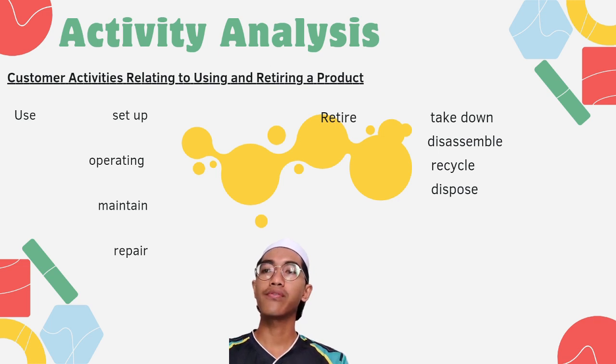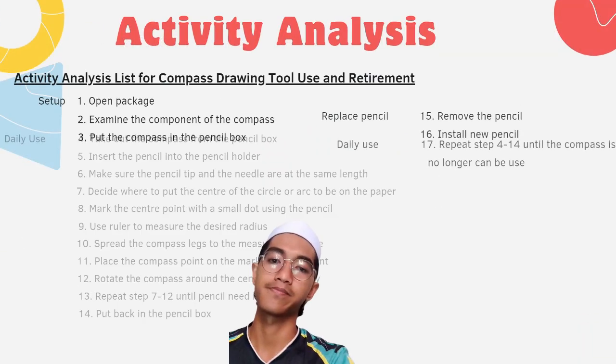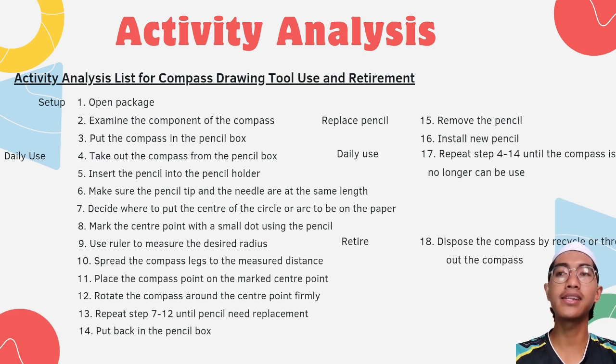So, for use, first we need to set up, then operate the compass. The third one is to maintain the compass, and the last one is to repair the compass. For retire, the first procedure is to take down the compass, then disassemble the compass. The third one is to recycle the compass, and the last one is to dispose of the compass. This is the activity analysis list for compass drawing tool use and retirement.